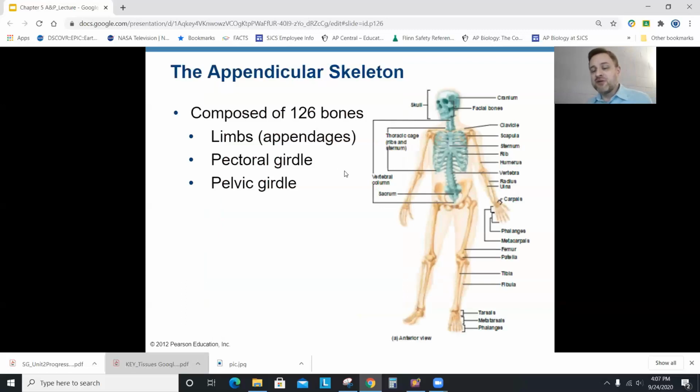Okay, so that's all that I really want to say about the axial skeleton. I think that's probably enough anyway. The appendicular skeleton, we're going to go through quicker. So here we're talking about 126 bones. We're talking about your limbs, your arms, and your legs. The pectoral girdle, which is your collarbone and your shoulder blade, and the pelvic girdle, which are your hips.